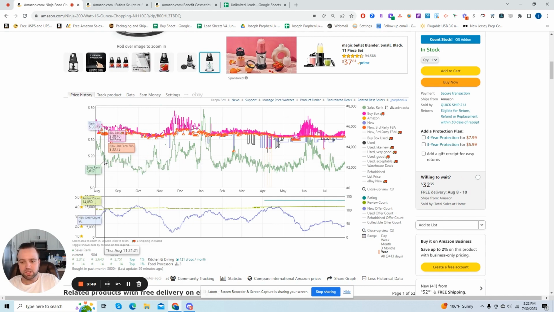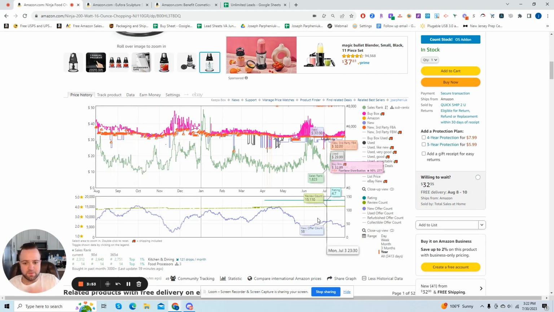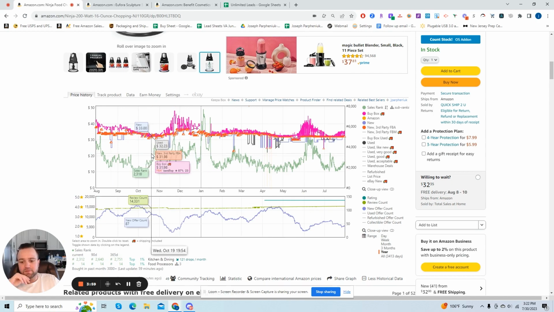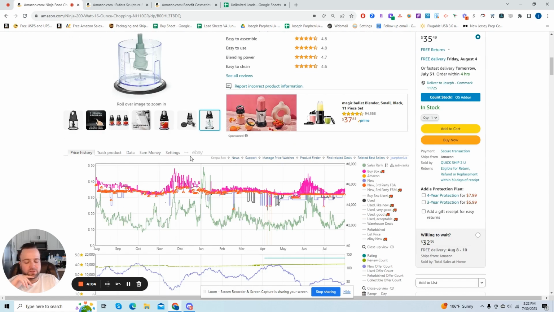And then I didn't mention the green line here. This is the sales rank. So the sales rank, this is perfect for a sales rank. It is super, super consistent. We're looking at a very low sales rank. Kitchen and dining, this stuff flies. It sells 6,000 times per month.